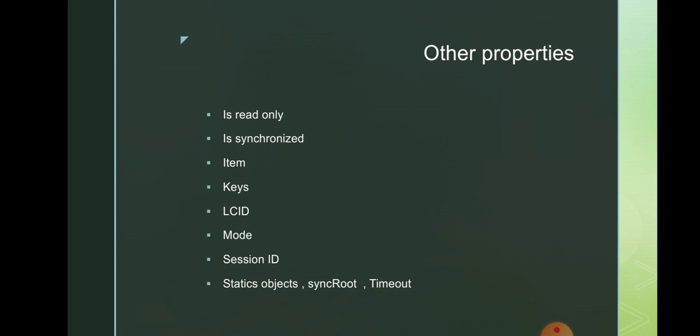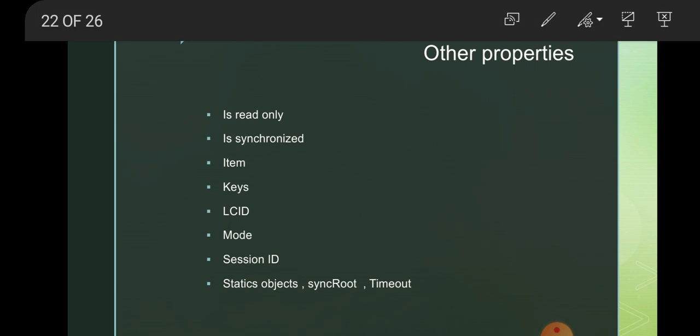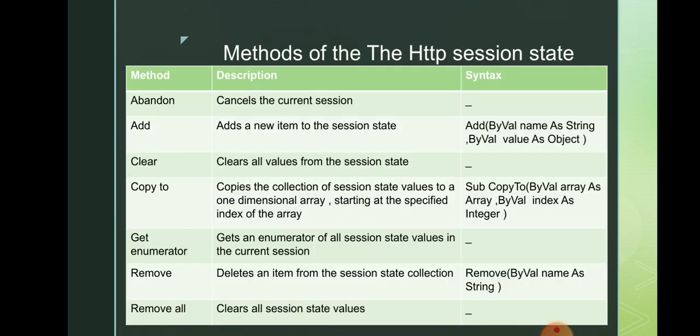Here are some other properties. Is read only. Is synchronized. Item. Keys. Local ID. Mode. Session ID. Static objects. Sync root. Timeout. These are some of the other properties of the HTTP session state object.